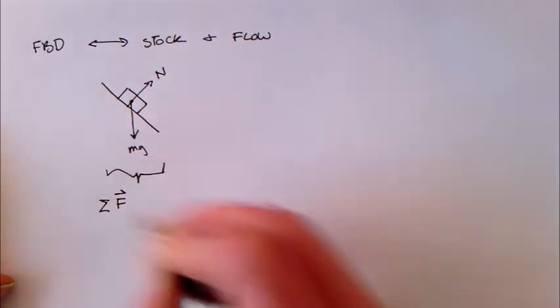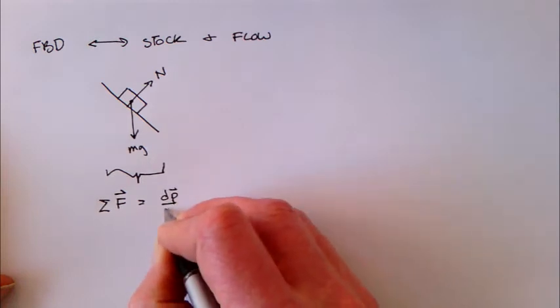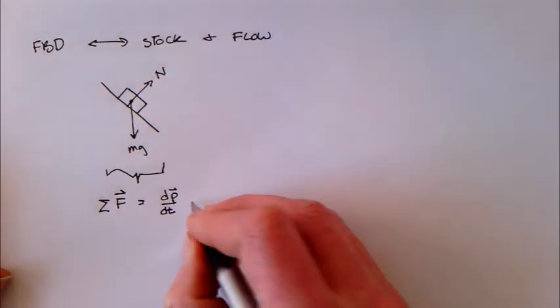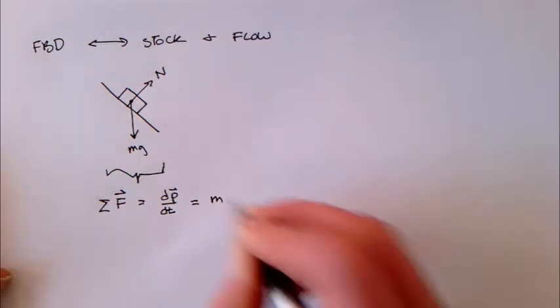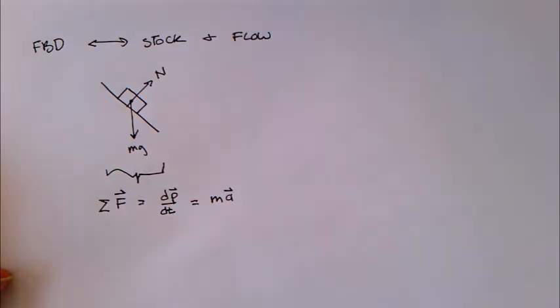the sum of the forces acting on the object, are going to tell me what the time rate of change of the momentum is. And since the object doesn't have a mass that's changing, that momentum is the mass times the velocity, so the time rate of change of that will be the mass times the acceleration. Okay.